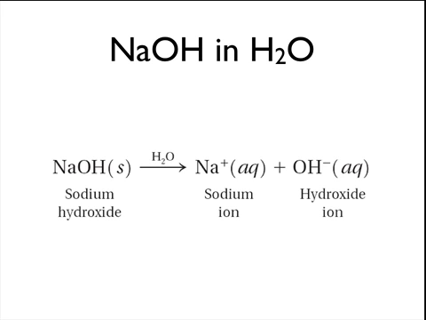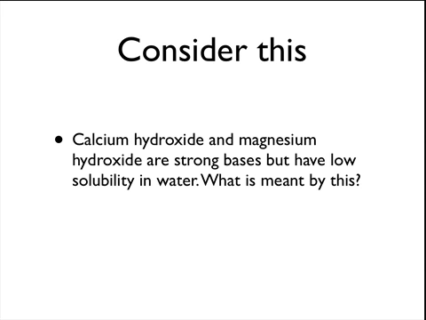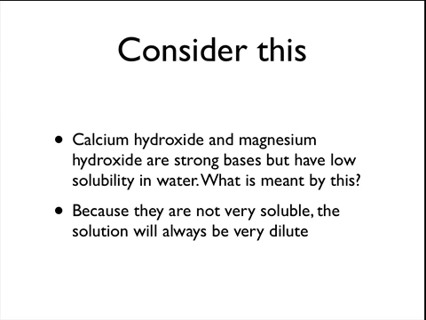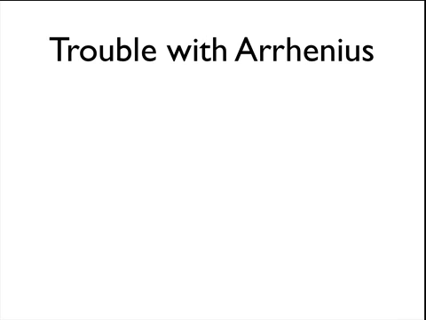Now here we have NaOH dissolving in water, and what you see is that it creates sodium ions and hydroxide ions, and the hydroxide ion is why this is considered a base. Now, like we said earlier, calcium hydroxide and magnesium hydroxide are strong bases but have low solubility in water. So what does this really mean? Well, because they're not very soluble, the solution will always be very dilute. Even though it is basic, it's just very, very low in molarity, very diluted. So it's fairly safe to drink, like magnesium hydroxide, which is milk of magnesia, which you can find in the store for upset stomach.